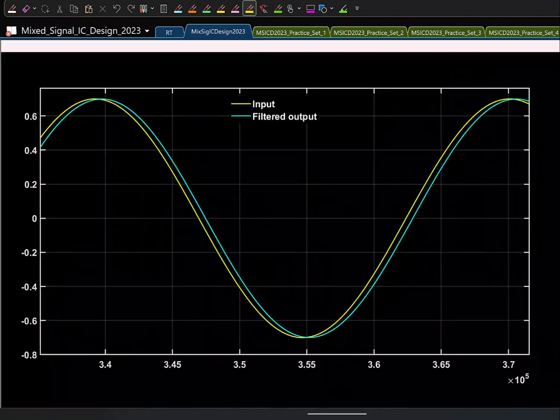So the yellow is the input, and the blue one is the filtered output. Now you can clearly see it nicely tracks the input, right? And of course, you see that the output comes after a small delay. Why does it make sense? No, that's not true. Yeah, but that is not the actual thing. Here you see a lot of delay, right? I mean, my sampling rate is much smaller.